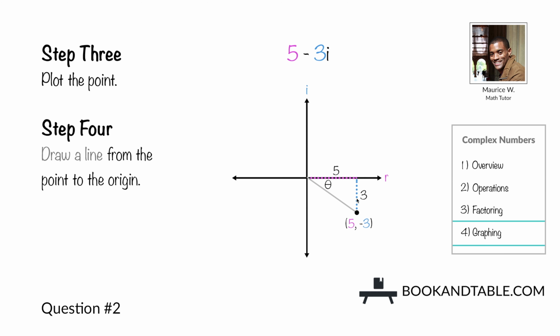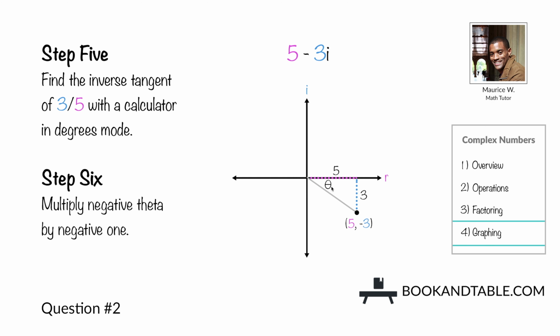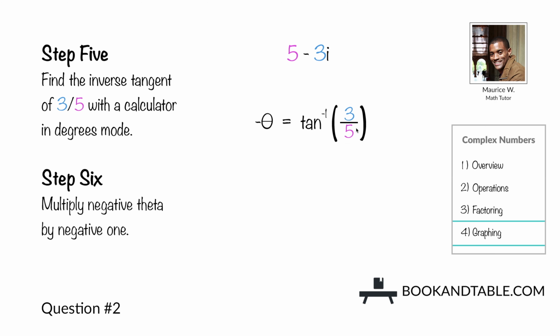And the side opposite of theta is 3. The side adjacent is 5. So when we find the inverse tangent of the opposite over adjacent, it's 3 over 5. Giving us negative theta is equal to the inverse tangent of 3 over 5. When you plug that in, you get negative theta is equal to 31 degrees. So to get theta, we want to multiply both sides by negative 1, giving us positive theta is equal to 31 degrees times negative 1, which shows us that the argument, or theta, is equal to negative 31 degrees.